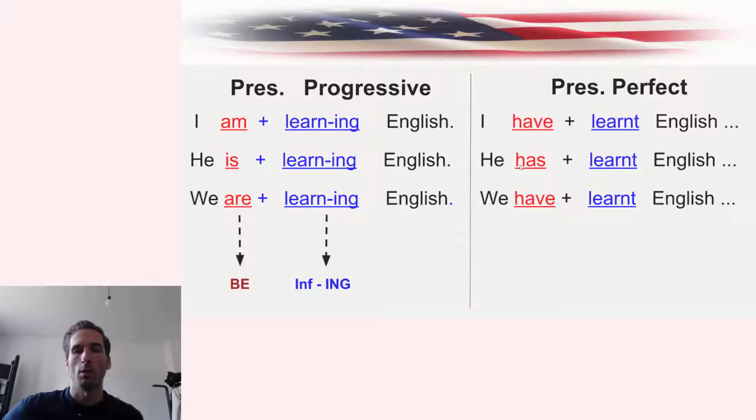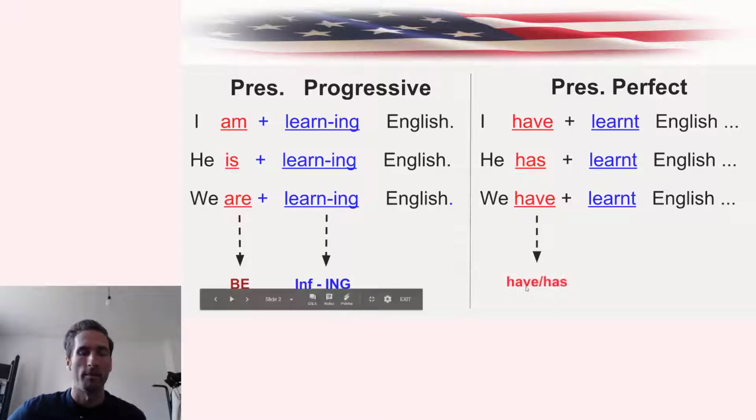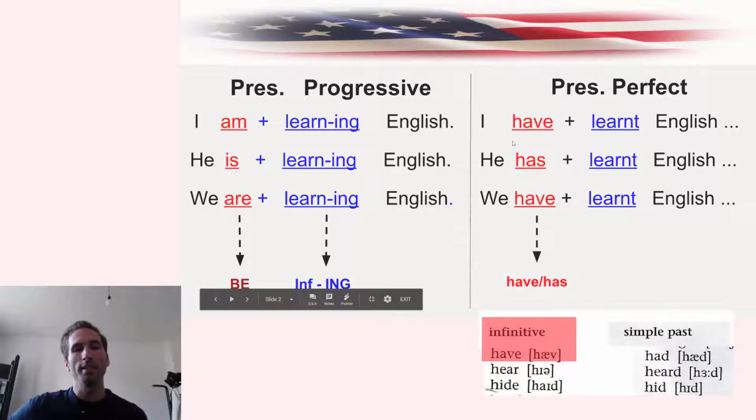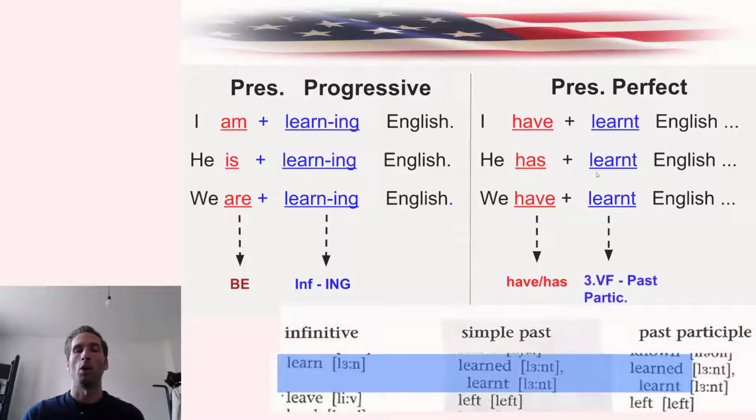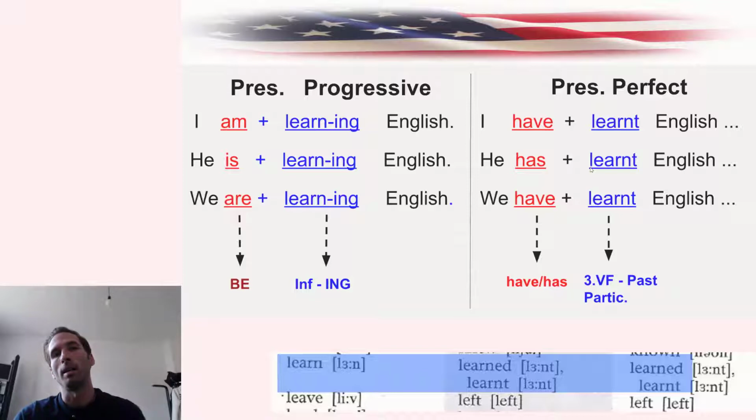So again, auxiliary or helping verbs here are in red. What do we have here? We have have or has. So if we say I, we have to use the helping verb have plus a third form, also known as past participle. Now, if you're wondering, I have used the word learned with a T at the end.